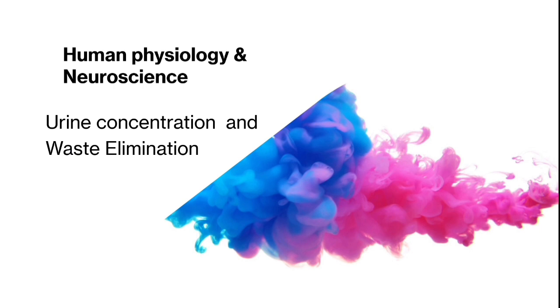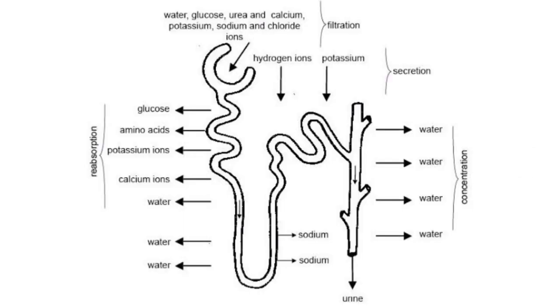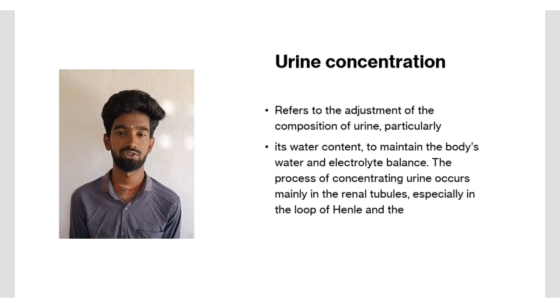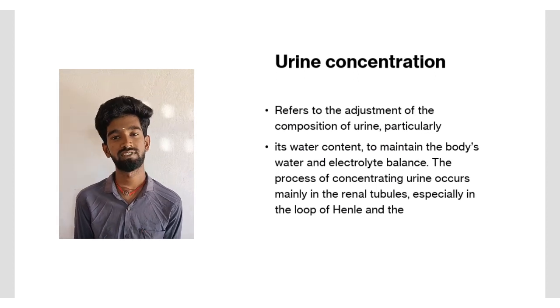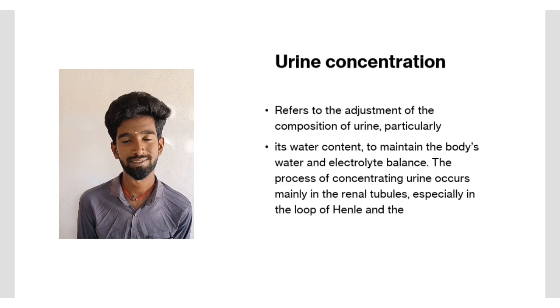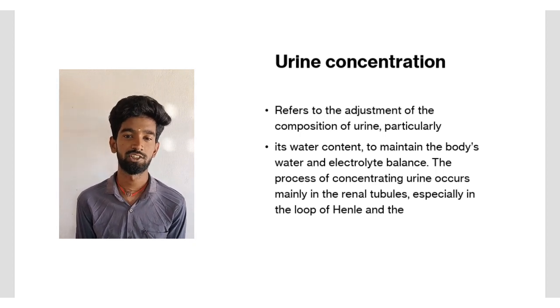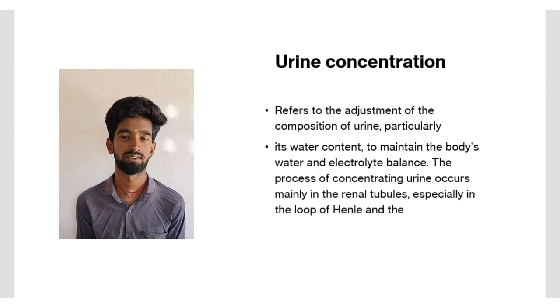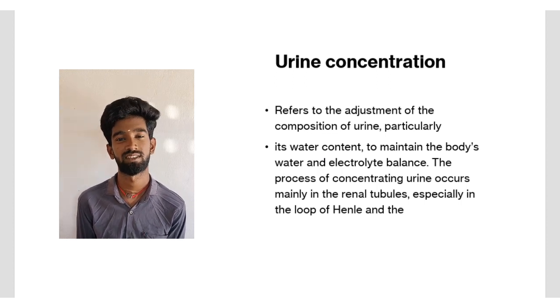Today we see about urine concentration and waste elimination. First of all, urine concentration. Urine concentration refers to the adjustment of the composition of urine, particularly its water content, to maintain the body's water and electrolyte balance. The process of concentrating urine occurs mainly in the renal tubules, especially in the loop of Henle and the collecting ducts.